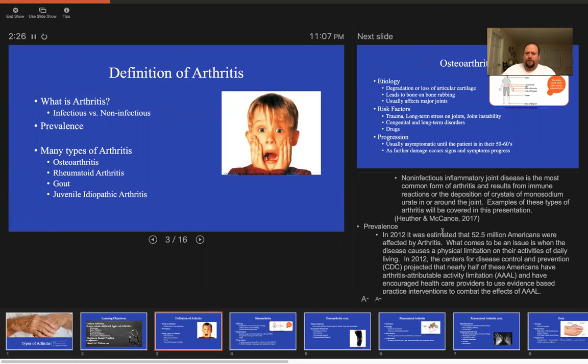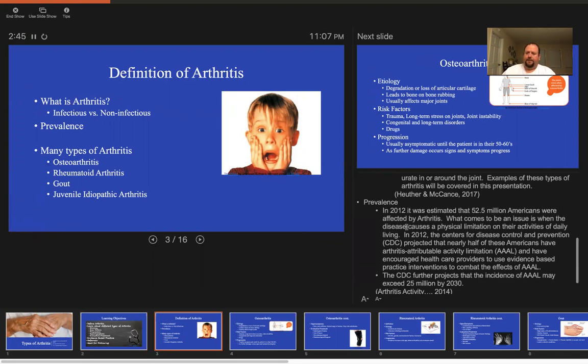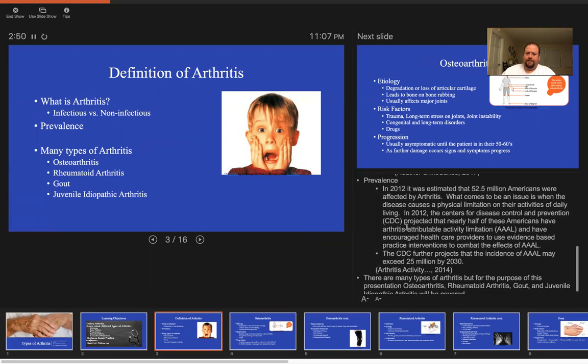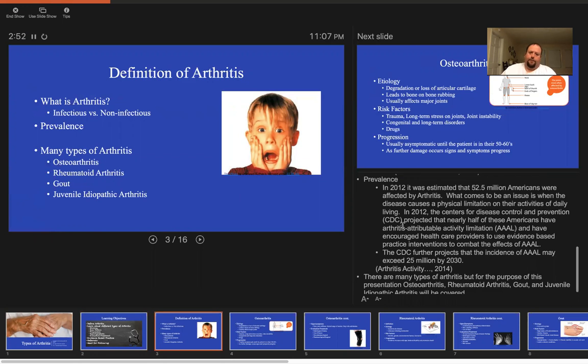Non-infectious inflammatory joint disease is the most common form of arthritis. It is either from immune reactions or the deposits of uric acid in the joints. Examples of these types of arthritis will be covered in this presentation.